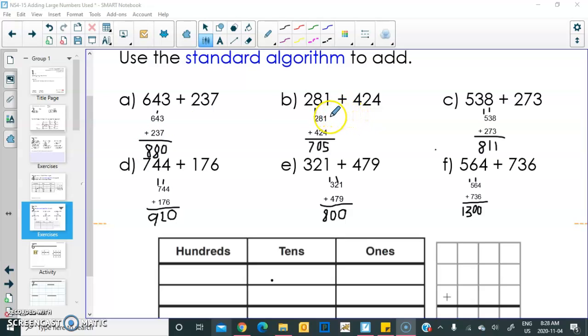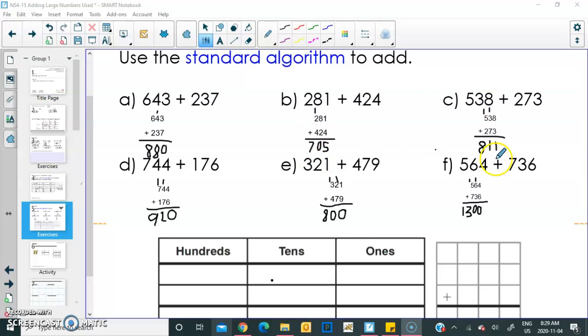For B, we have 1 plus 4, which equals 5 ones. And for the tens, we have 8 tens plus 2 tens, which we know equals 10 tens. So we leave the 0 and we carry a 10 to the 100. So now we have 100s plus 200s plus 400s, which equals 700. So we have a total of 705, okay?